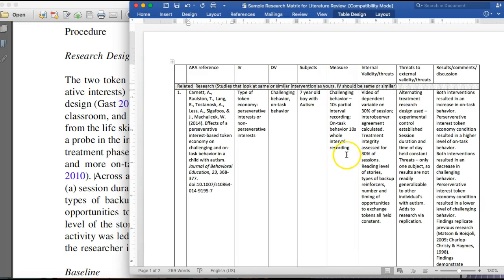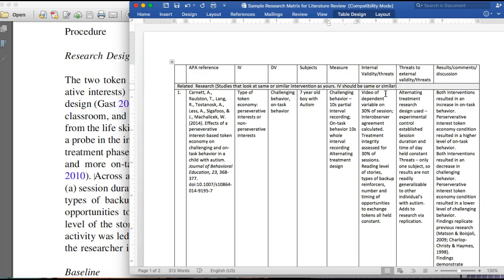And they also used the alternating treatment design, that should be in here as well. So an alternating treatment design was the procedure, the method used for this study. Then I went and looked at the internal validity and threats and the external validity.